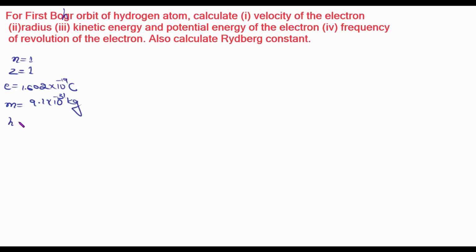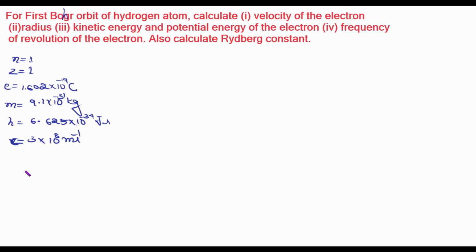Next, Planck's constant is equal to 6.625 into 10 to the power of minus 34 joule-second. Velocity of light in vacuum, which you can represent by c, is equal to 3 into 10 to the power of 8 meter per second.